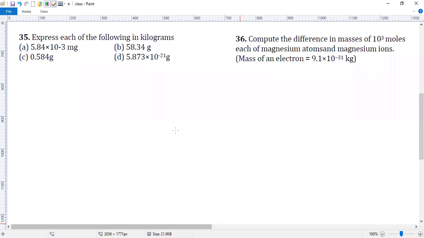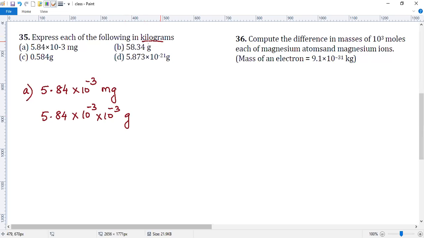Subdivision A of 35. The question given is 5.84 into 10 power minus 3 milligram. Milli means what? What is milli? Into 10 power minus 3. Correct? So you'll write it as 5.84 into 10 power minus 3 into 10 power minus 3 in grams.